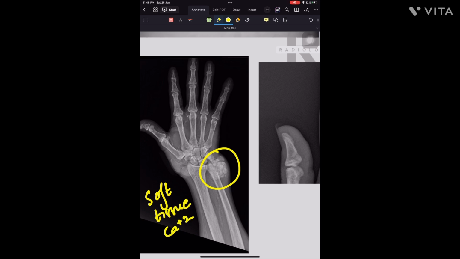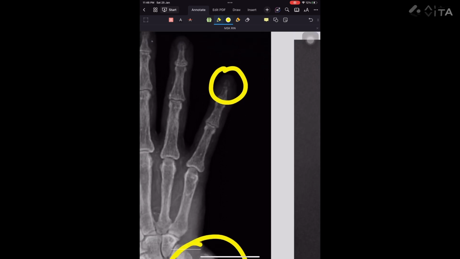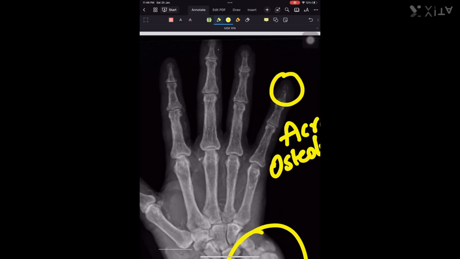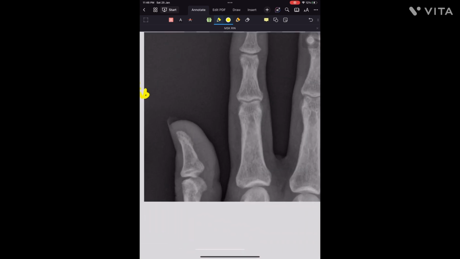And at the tip of the distal phalanges of the hand, in the thumb and the little finger, you can notice the acral osteolysis. Acral osteolysis is also one of the important features of hyperparathyroidism, which helps us to clinch this diagnosis. So in the thumb also, you can see the acral osteolysis and there are vessel wall calcifications.